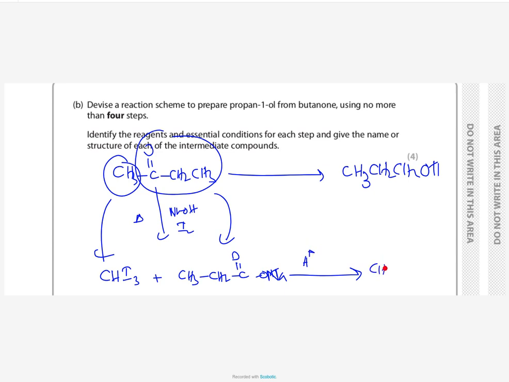Then you can convert this into propanoic acid and reduce the propanoic acid with lithium aluminium hydride in dry ether condition. You can convert this into the alcohol. Reduction. Clear? So I have used only 3 steps. Any questions there?